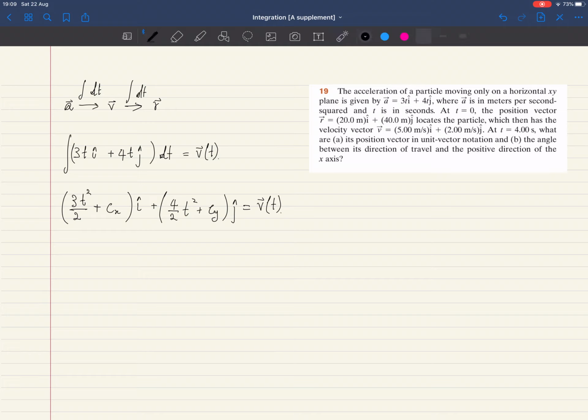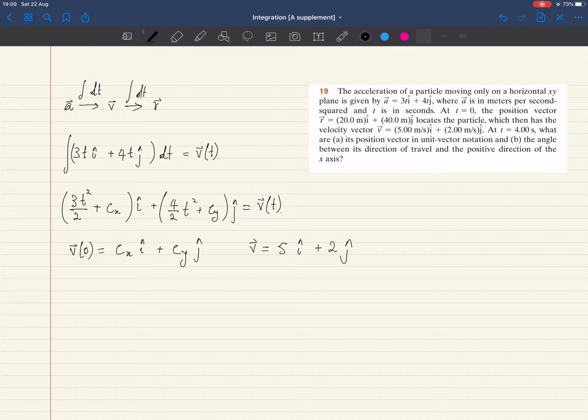Okay, if we were to do so and find v of 0 in this case, you will notice that we will have c x i hat and c y j hat. But we have been strictly limited in that this must be equal to 5 i hat and 2 j hat. This basically imposes conditions on c y and c x. This means c x must be equal to 5 and c y must be equal to 2.